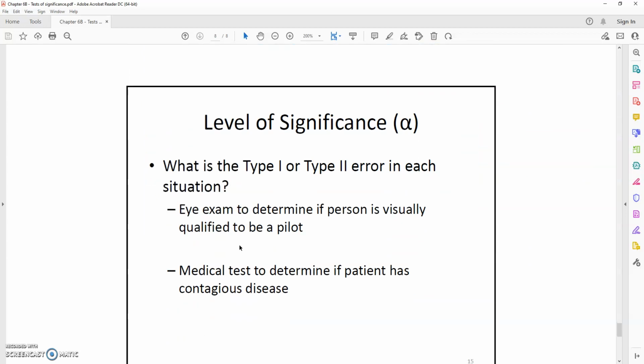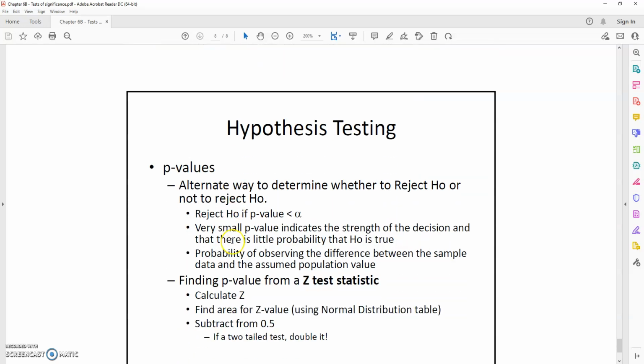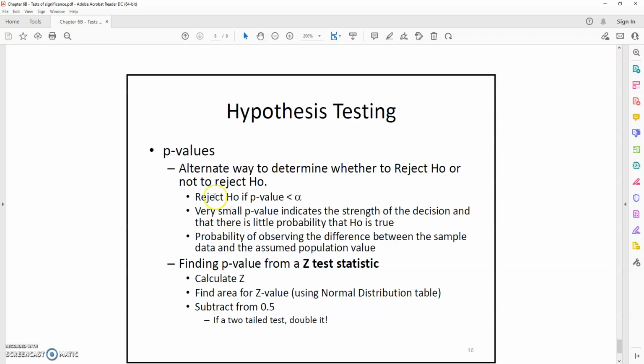So that's what we mean by the level of significance and type 1 and type 2 error. The second part of this video, which we'll come back to, is going to be getting back into the hypothesis testing and learning how to calculate p-values.